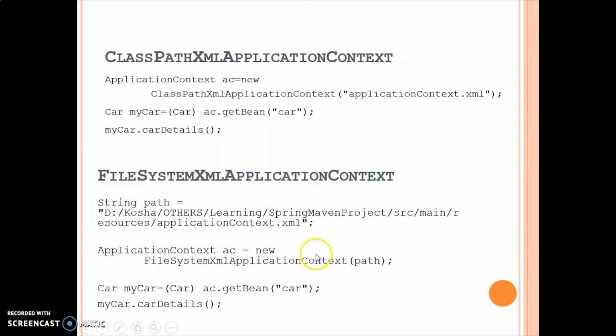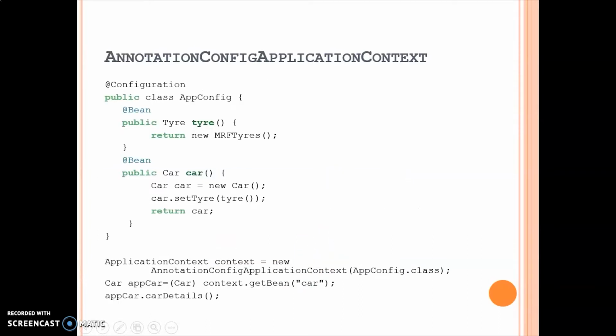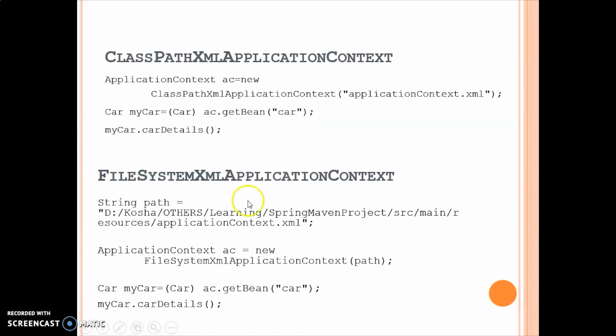access the configuration file either from your file system or from some URL. Third that we were talking about was AnnotationConfigApplicationContext. Now in the previous two cases we were assuming that the configuration file is an XML file, and that XML file we were retrieving either from our build path, that is our resources folder, or from some other location, some other file location. So here the configuration was done inside an XML file.